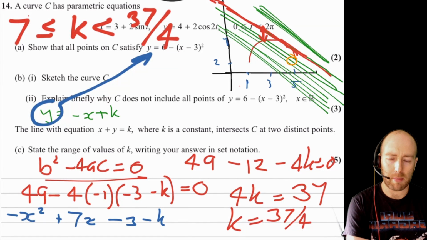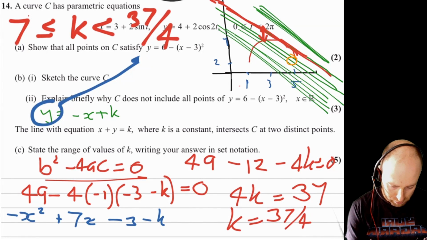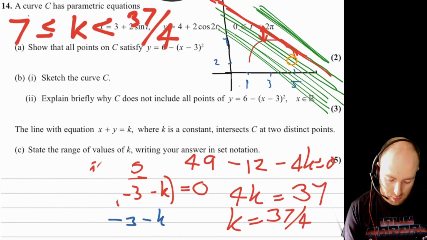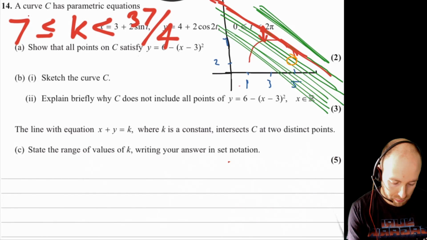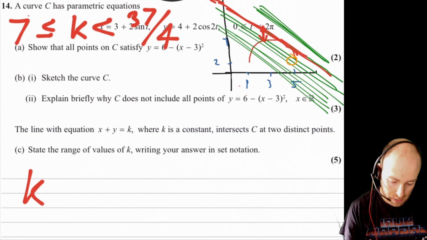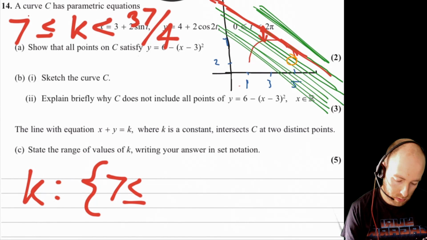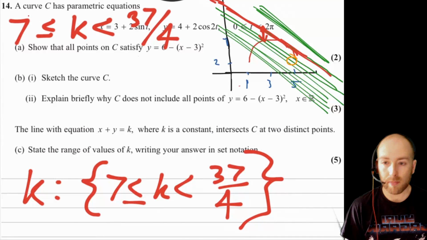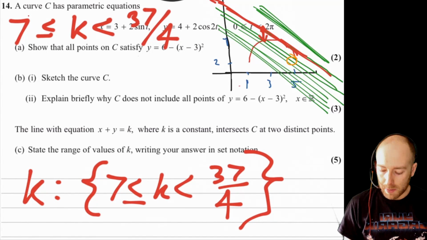Yeah, everybody okay with that? It does say set notation, so we ought to give it in terms of that as well. So k, curly bracket, curly bracket. Cool. All right, that's the paper done.